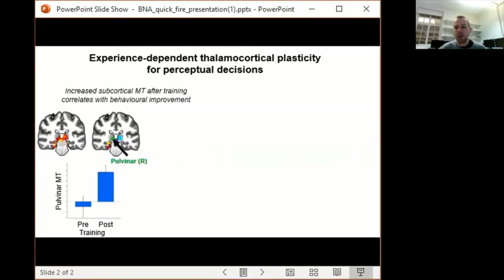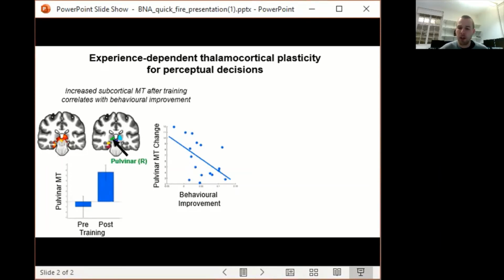We found a significant increase in MT, an MRI indicator of myelin, after training, in a subcortical cluster containing thalamic regions. MT change in the right pulvinar was also negatively correlated with behavioral improvement. This suggests learning-dependent pulvinar myelination relates to perceptual learning.